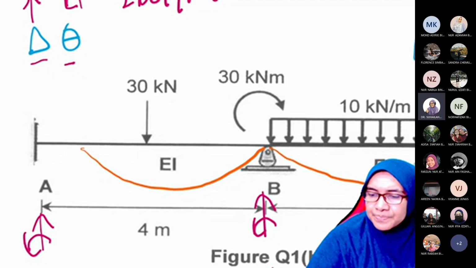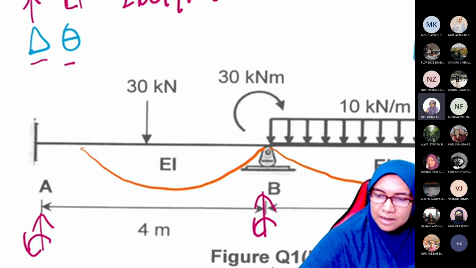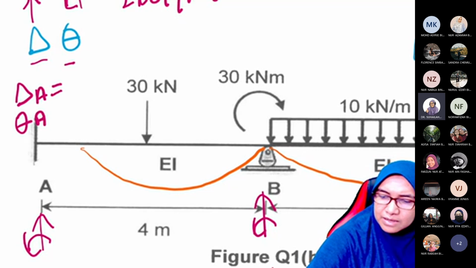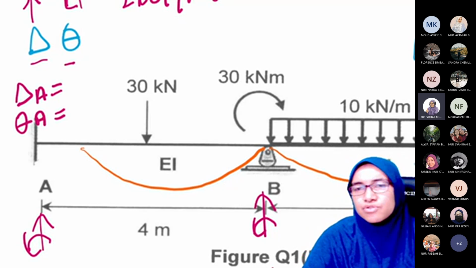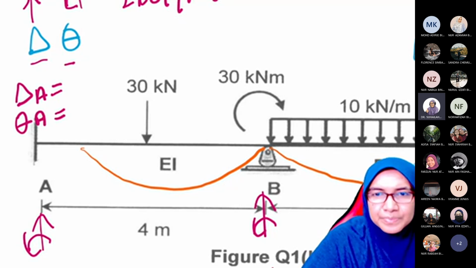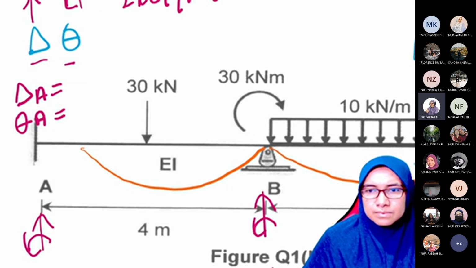Okay, at A, setiap joint ni ada delta, ada theta. So what is theta A? What is delta A? Theta and delta A, what is the value? By looking at the deflection that I have drawn just now, dekat A tu, what is the value for delta A and theta A? What is the value?